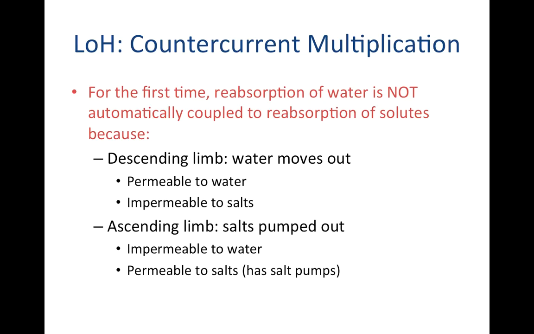So first, the nephron loop, also called loop of Henle. Countercurrent multiplication occurs here, and it's because for the first time the reabsorption of water is not automatically coupled to solutes. With the proximal convoluted tubule, we saw a great deal of water reabsorption just by osmosis, and it follows salt. So we have obligatory water reabsorption just because it's following the salt that's being reabsorbed. However, this is not possible in the loop of Henle due to differences in permeability. The descending limb is permeable to water, but not salt, and the ascending limb is permeable to salt, but not water.